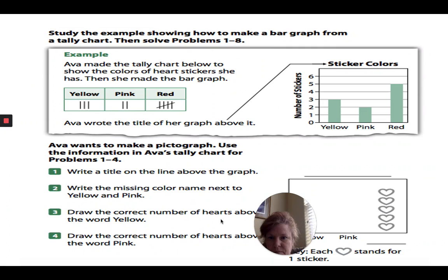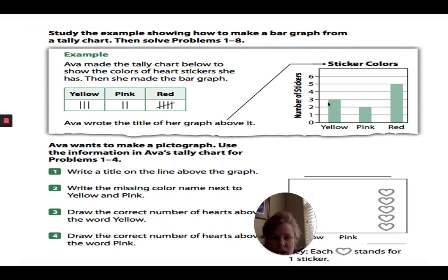Let's see. This one right here, ooh, cool. This is done with our tally marks. Ava made the tally chart below to show the colors of heart stickers she has. Then she made the bar graph. So here is your data, and here she made a bar graph to match it. So she has 3 yellow, 2 pink, and 5 red, and those are heart stickers.